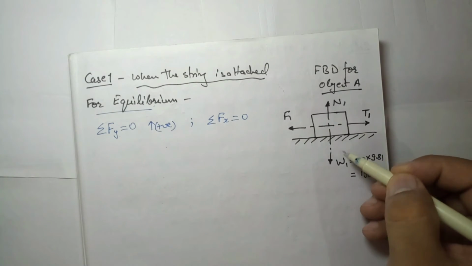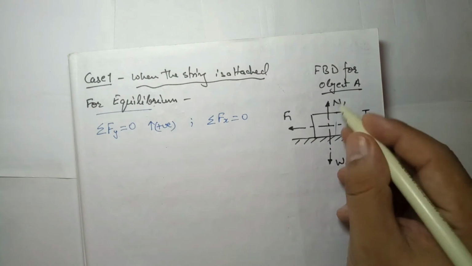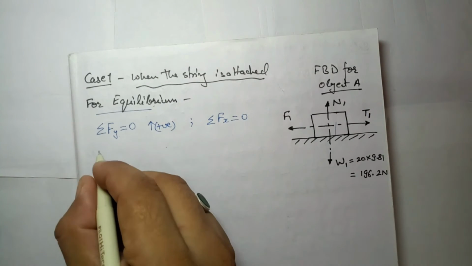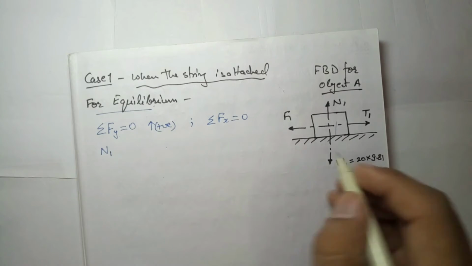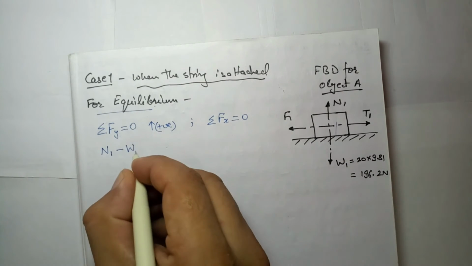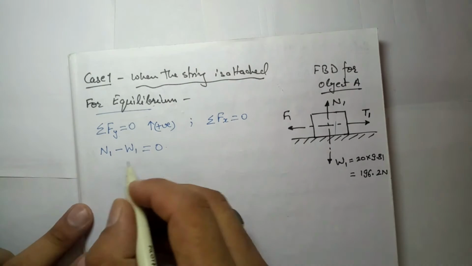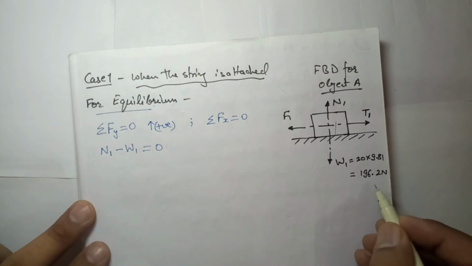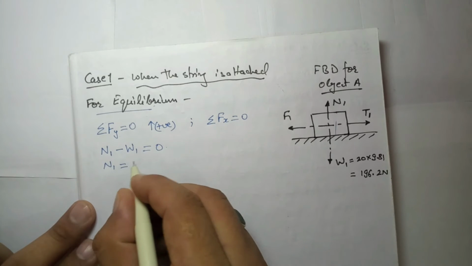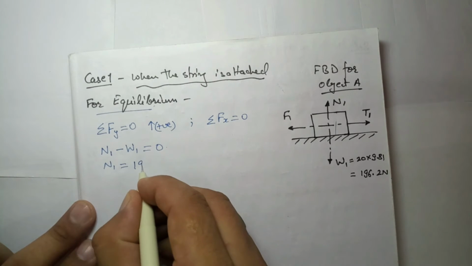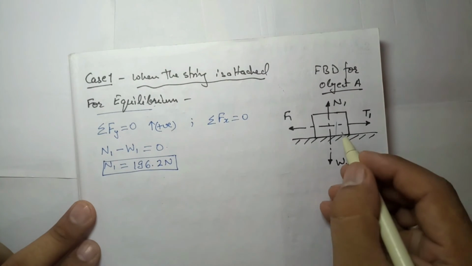So what are the various forces acting in y direction? First, normal reaction upward. Since upward is positive, this is N1 positive. Weight is acting downward, so it will be minus W1. No other force is acting in y direction, so this is equal to 0. From this, we have calculated the value of W, so N1 is equal to, W goes to the other side, positive, 196.2 Newton. That is the value of the normal reaction on the first object.